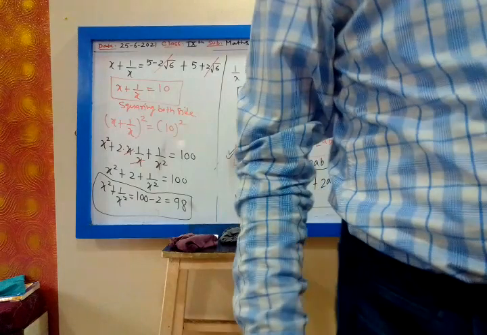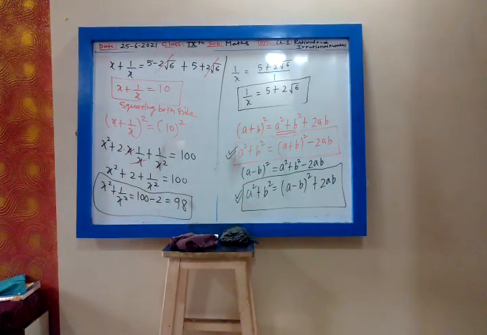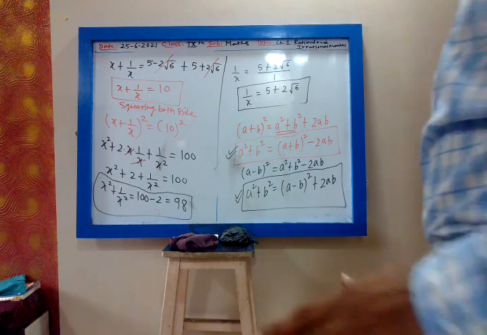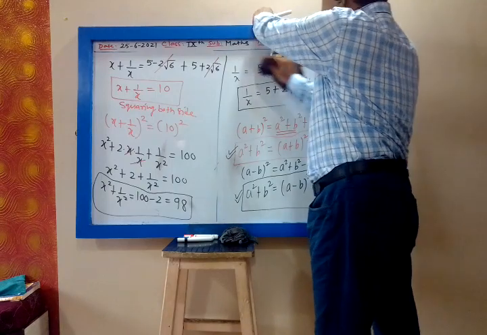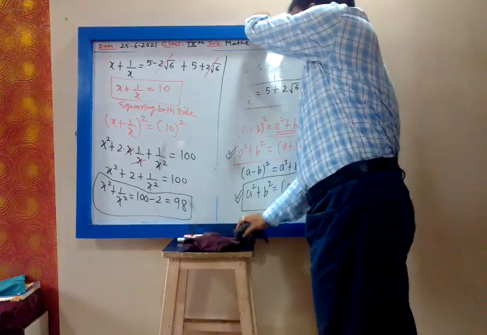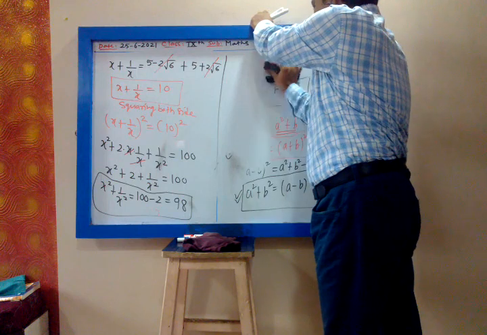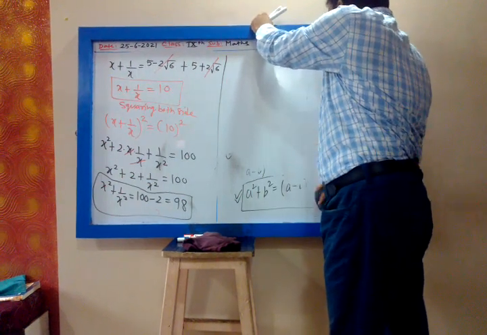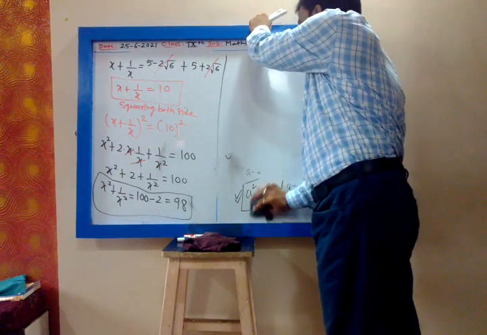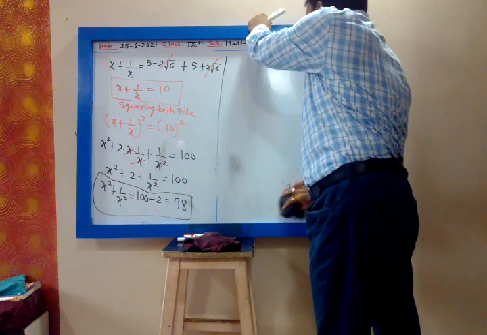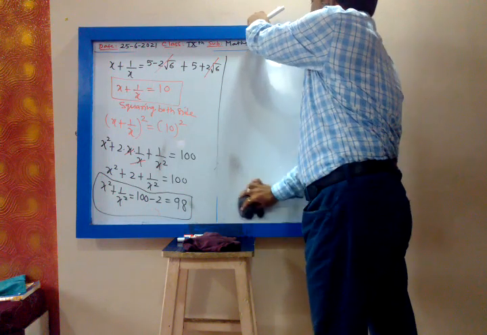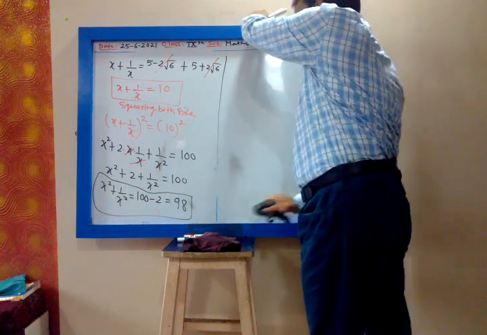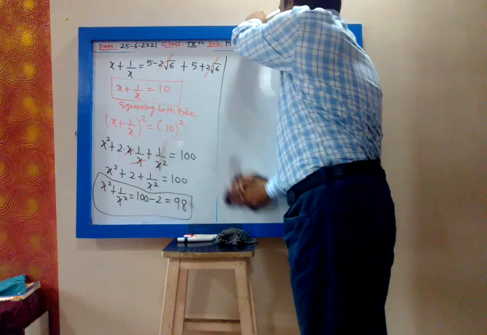Is it clear? Yes. So now remember always, a square plus b square is not equal to (a plus b) whole square. What is a square plus b square? The formulas are: (a plus b) whole square minus 2ab, or a square plus b square is (a minus b) whole square plus 2ab. That's all.